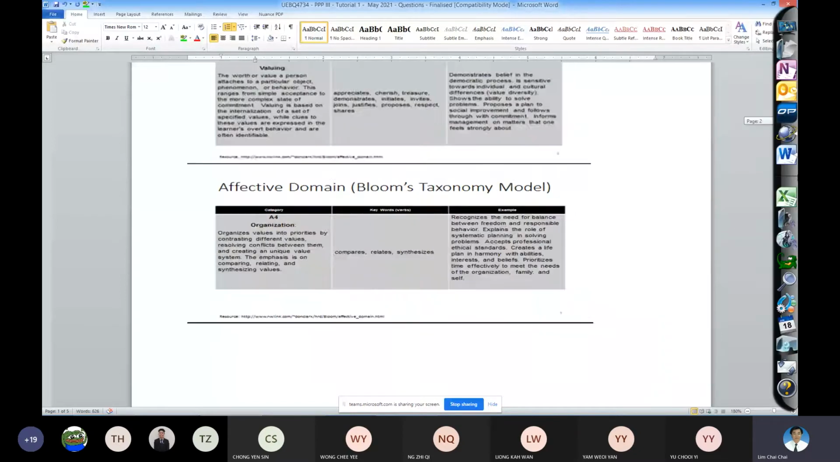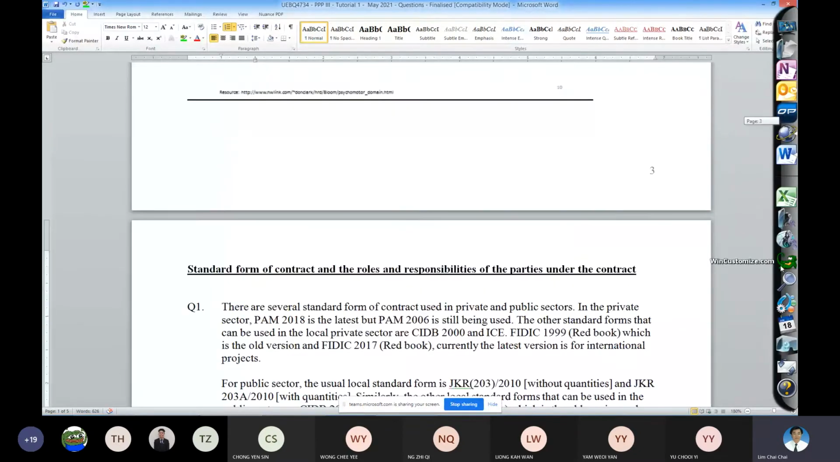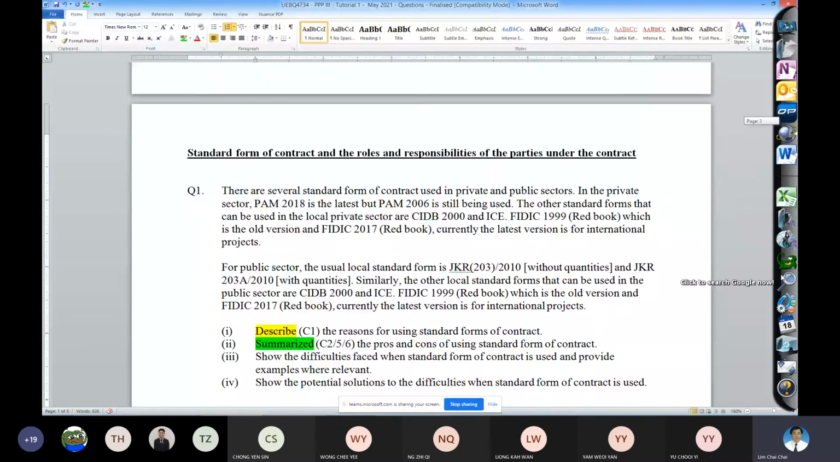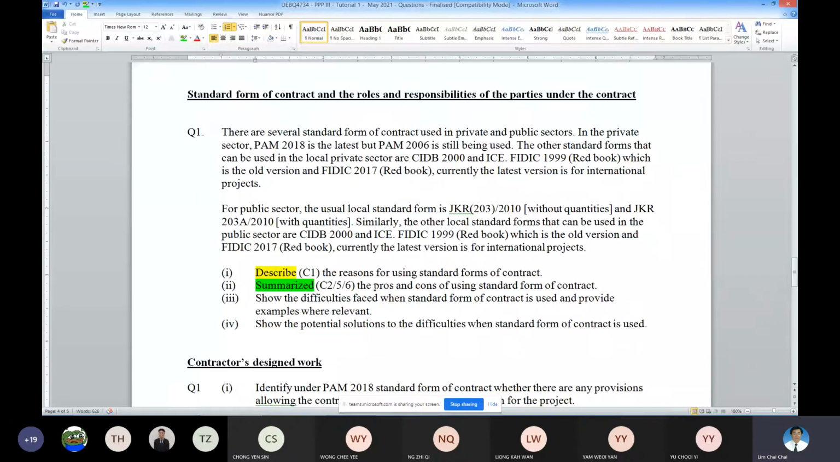The next thing is you look at the whole question. You are asked a question: summarize pros and cons only. So it's something very basic. More often than not it is C2 and not C5 and C6. So I hope you are clear.